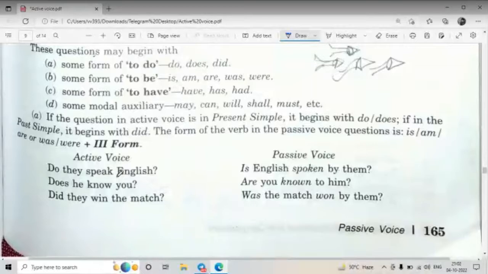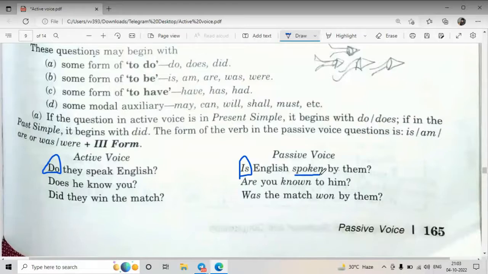So the active voice: do they speak English? Passive: is English spoken by them? So what is the difference here? The do is simply put before the subject, so it is a question type sentence, and it will be changed into is, like we did previously, and is plus verb's third form. Is English spoken by them?